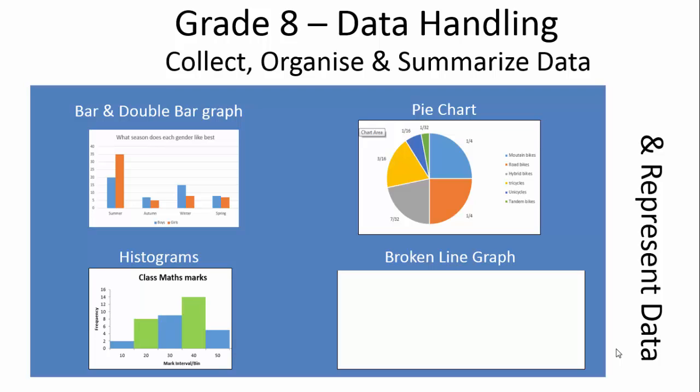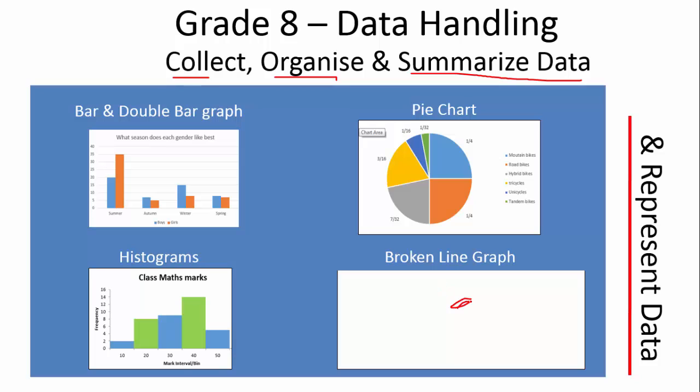Okay guys, now we're going to talk about broken line graphs. Now, a broken line graph is again representing data. We have already collected it in tallies and tables. We've organized it in stem leaf diagrams. We've summarized the data, that was with mean, median, mode, range. And now we need to represent the data, make it look more user-friendly, right?